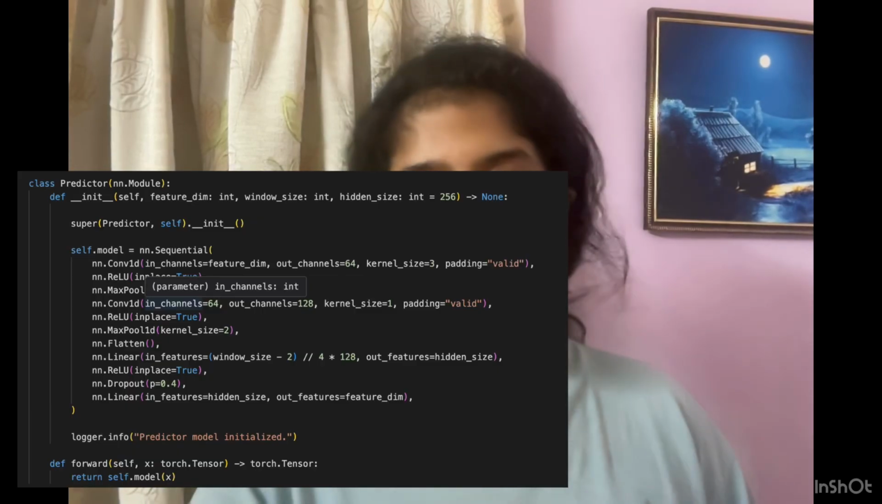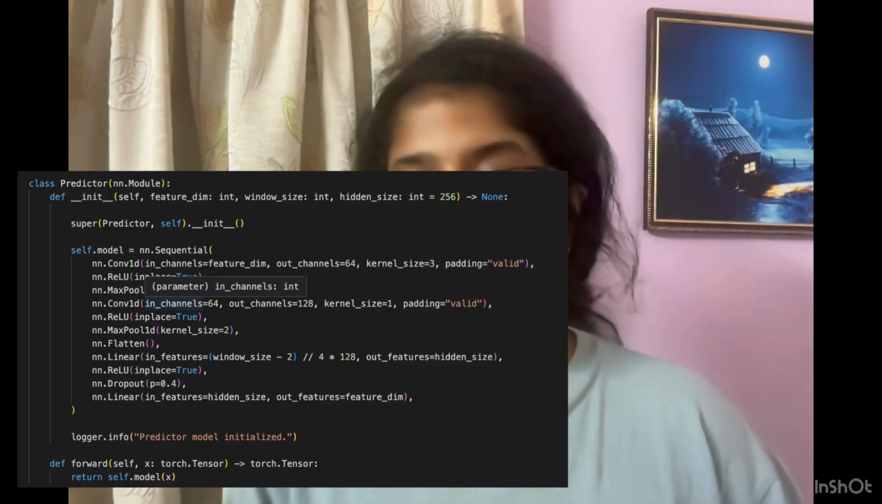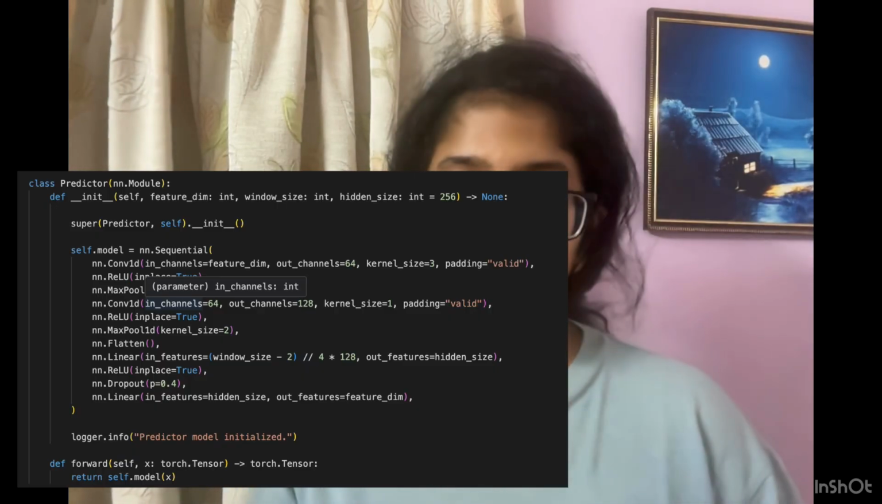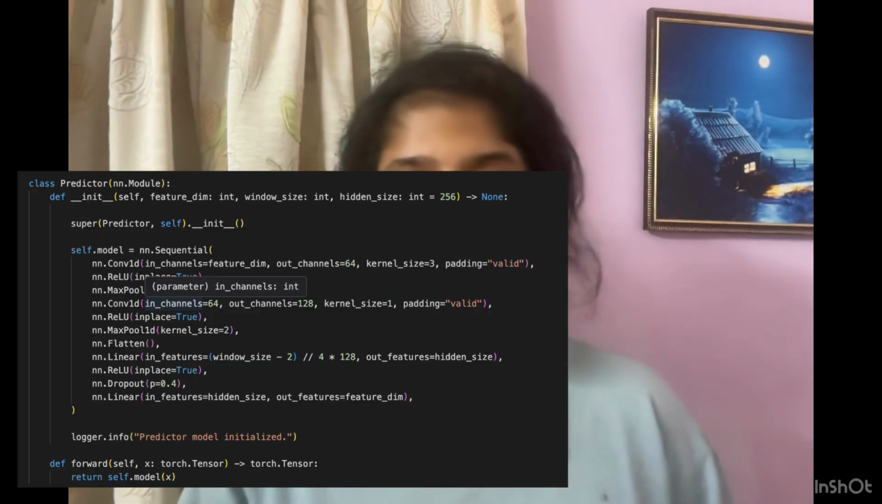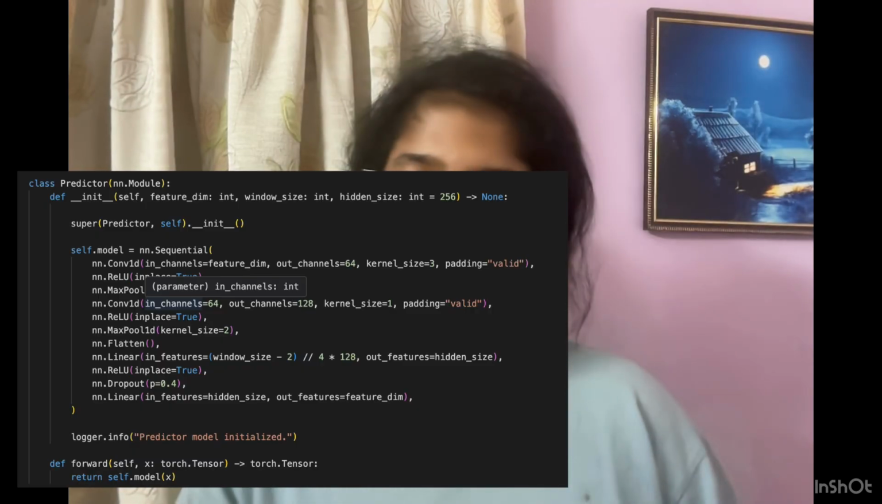For block 2, we have high-level feature abstraction, where we do a point-wise convolution of kernel size 1, which increases the depth of the feature map from 64 to 128. Since the kernel size is 1, we do not look at temporal neighbors. Instead, this acts as a channel projection layer. We also use max pooling here.